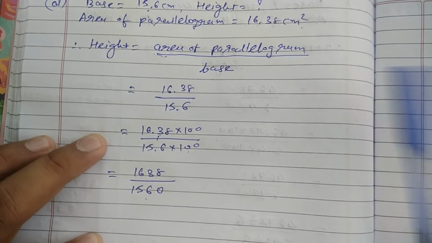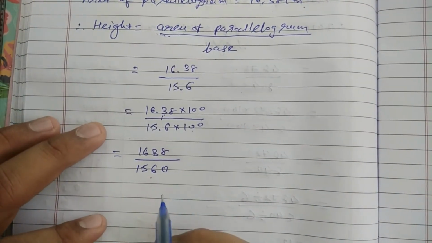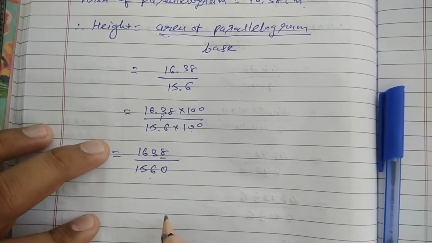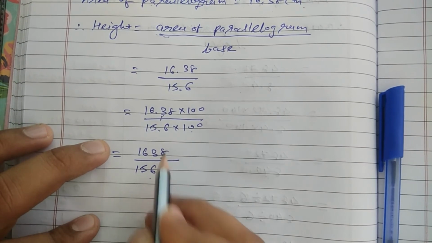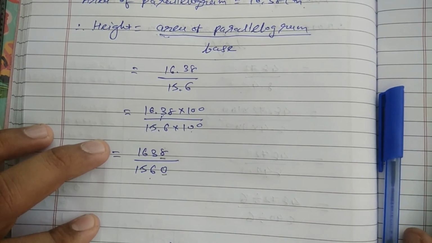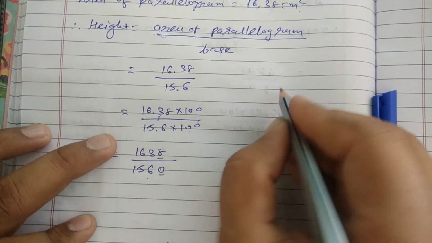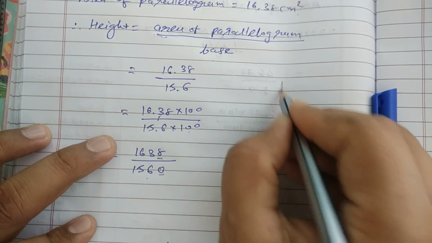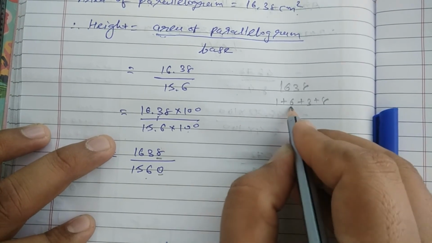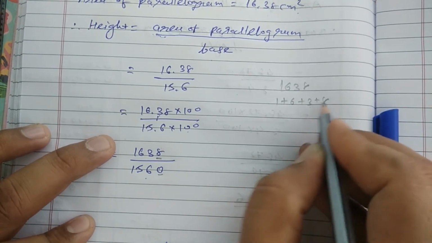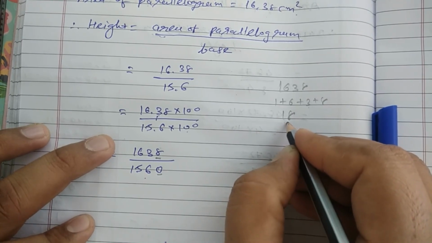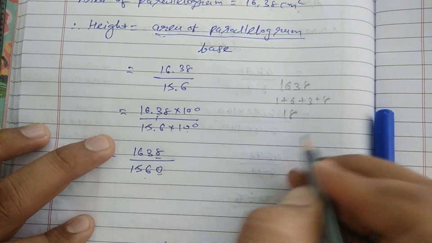Now here these two numbers are too big, and if we divide these numbers it will be complicated. So what we will do, we will reduce this number. Similarly we will reduce this number, as we can see that here last digit is 8, it is an even number, and here last digit is 0. So that's why these two numbers are divisible by 2. Now what about 3? For that we will do similar thing what we have done earlier, that is 1 6 3 8, and 1 plus 6 plus 3 plus 8. 1 plus 6 is 7, 7 plus 3 is 10, 10 plus 8 is 18. So here we know that this 18 is divisible by 3. So that's why this number 1638 is divisible by 3.